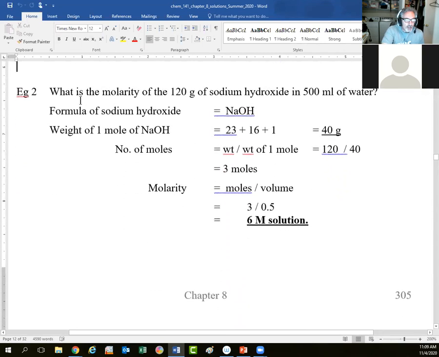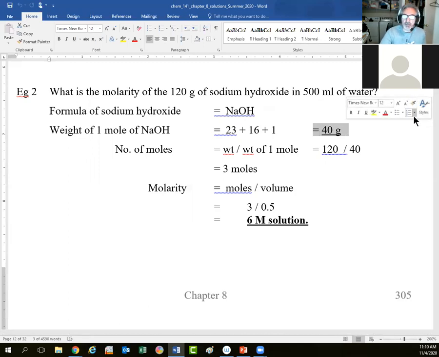Second one, looking for the molarity of a solution with 120 grams of sodium hydroxide, and it's dissolved in 500 milliliters of water. Now for the sodium hydroxide, its formula is NaOH. Of course, we can work out the mass of 1 mole. That'd be 23 grams for sodium, just straight off the periodic table. 16 grams for oxygen and 1 gram for hydrogen. So a molar mass, as we said in chapter 5, of 40 grams.